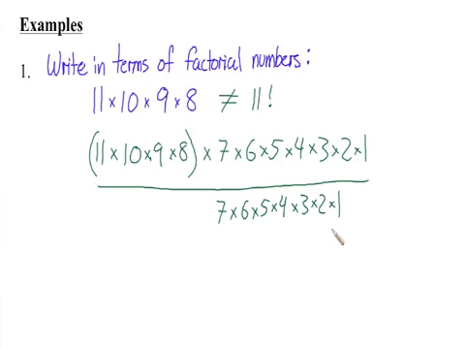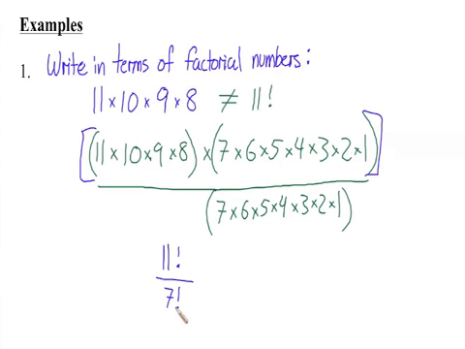Notice I can break these up into chunks. And actually, I'm going to look at the top numerator as a whole, as one chunk. The numerator would be 11 factorial, because I'm multiplying all of the integers from 11 to 1. The denominator would be 7 factorial. So this expression right here is equal to our original expression of 11 times 10 times 9 times 8.